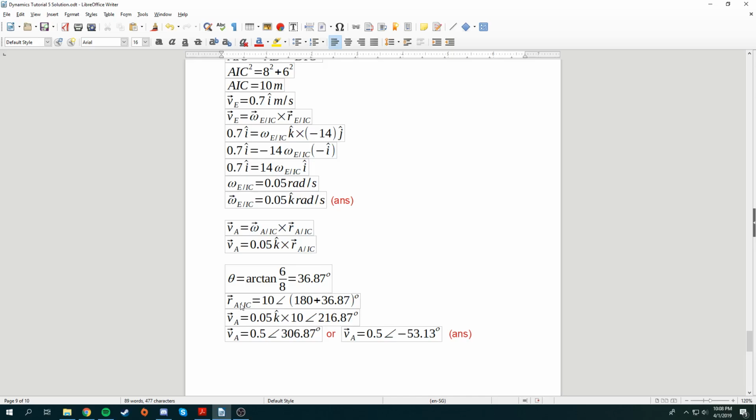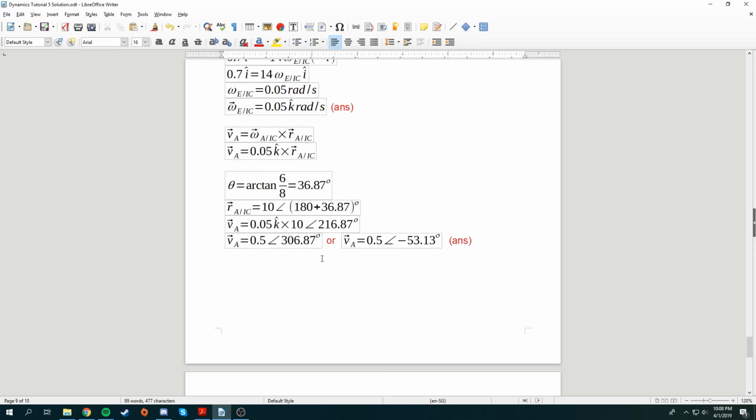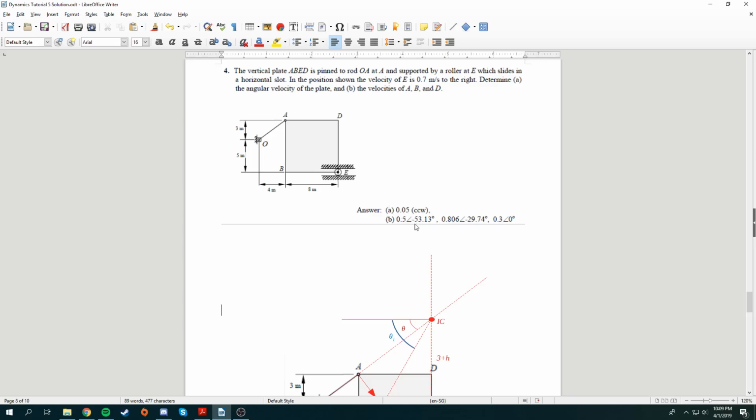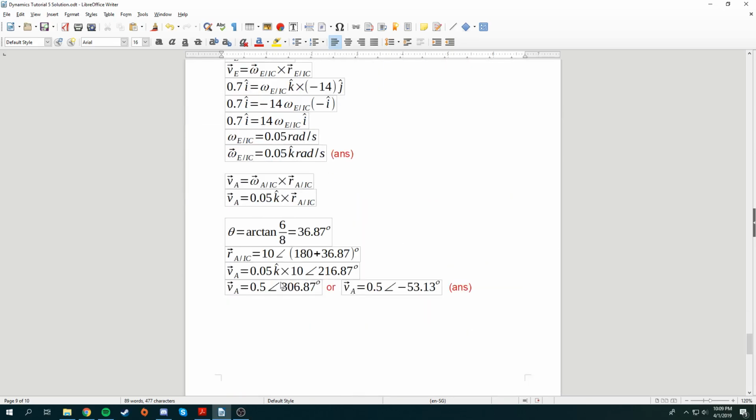Okay, once I got the position vector of A from IC, I just bring this up here and do the cross product, and very simply I can find out what's the velocity of A, and that will be 0.5 in 306.87 degrees. And this is different from the answer that's given, where it says negative 53.13. But the thing is, 306.87 is the same as negative 53.13.